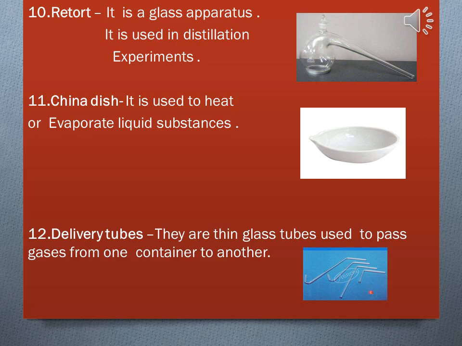12th apparatus is delivery tubes. They are thin glass tubes used to pass gases from one container to another. For example, if you have prepared any gas in the laboratory, so that gas you can transfer to another container with the help of the delivery tube. They are basically U-shaped or bent tubes.